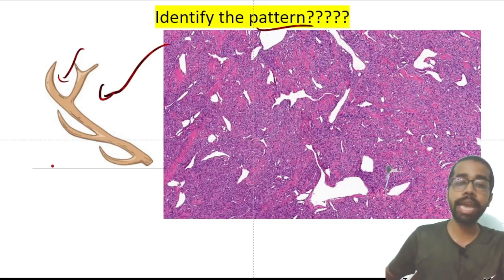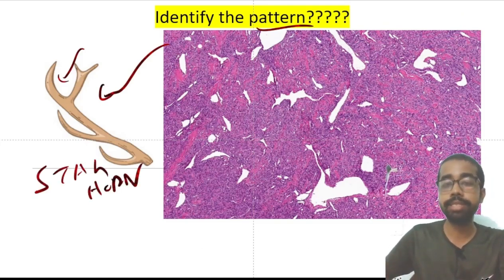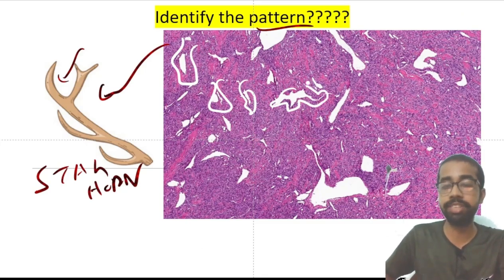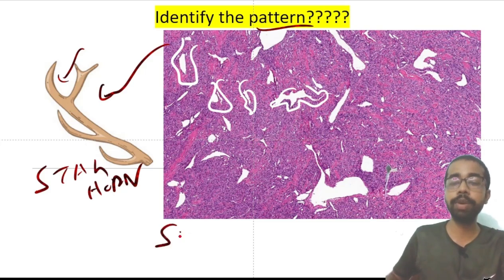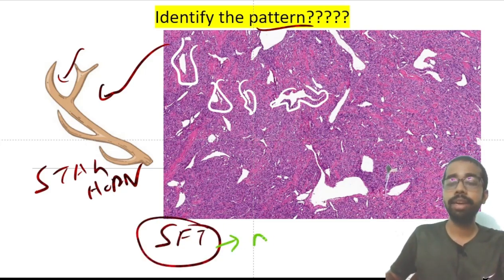I have already shown you. Staghorn pattern. Your favorite, I know that. Staghorn pattern, and these are the vessels, nothing but dilated, irregularly branched vessels. Which tumor? The moment you ask it, I will ask you another question regarding it. And that was the last NEET MCQ. Nothing but NAB2-STAT6. Hope you remember the IHC: CD34 and STAT6.